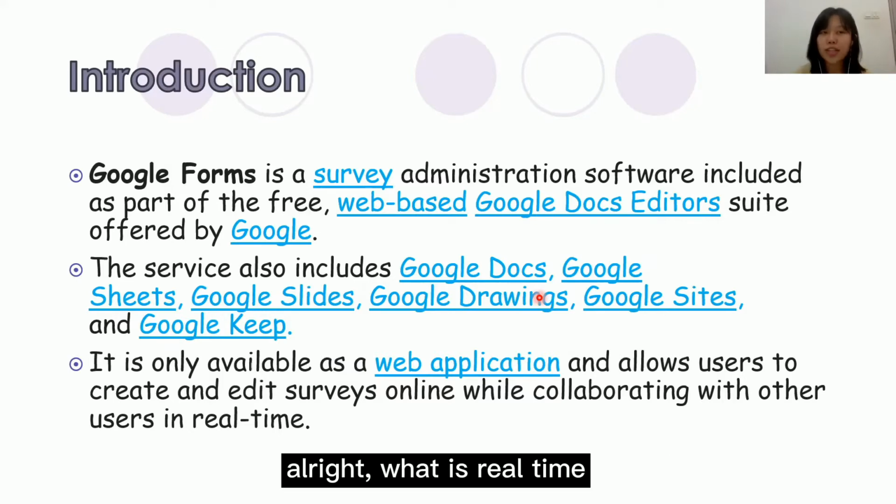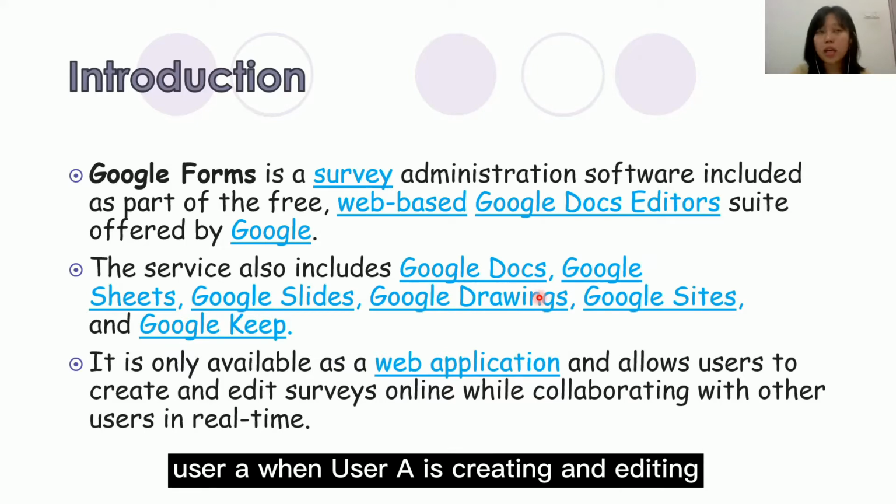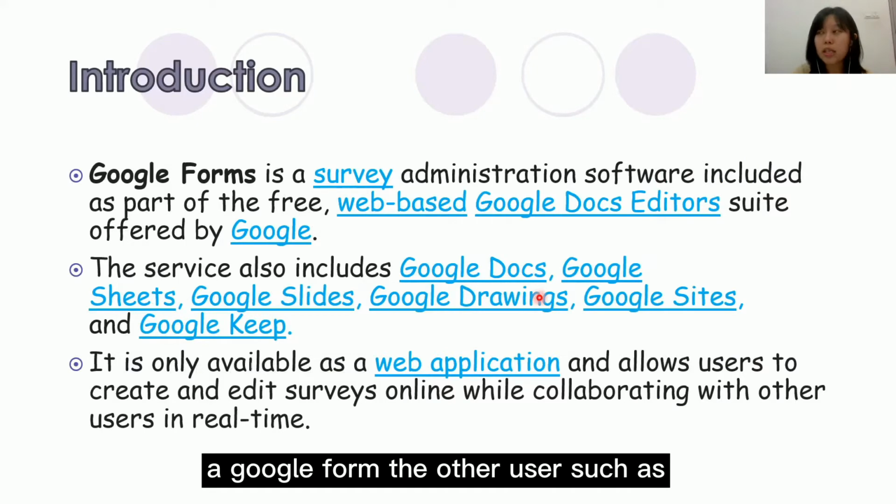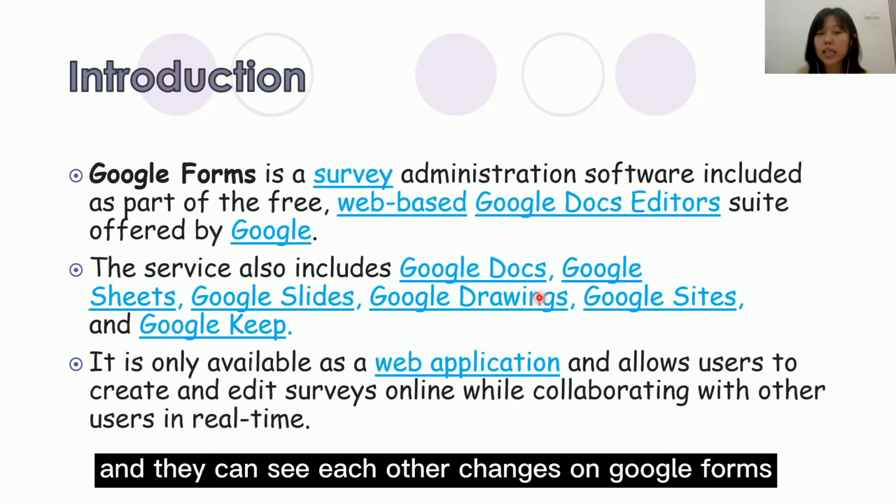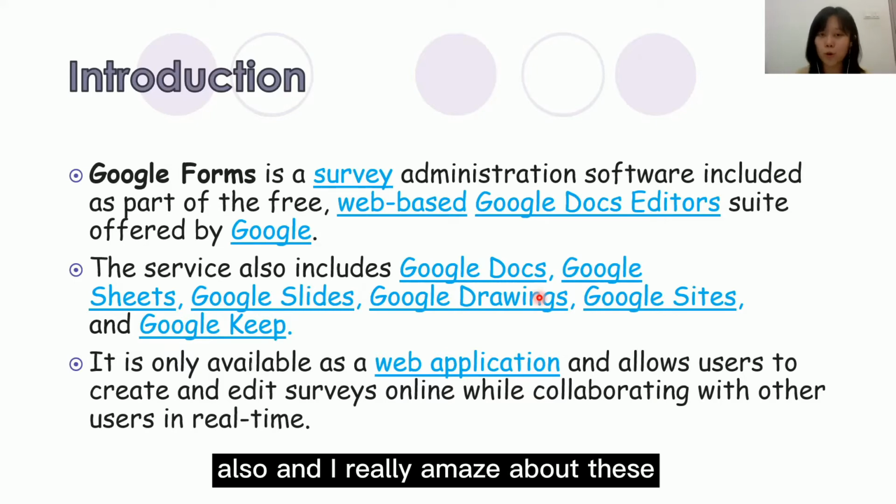What is real time? Let me give you an example. Let's say that when user A is creating and editing a Google Form, another user such as user B also can view what user A has changed, and they can edit at the same time and see each other's changes on Google Forms. I'm really amazed by this.